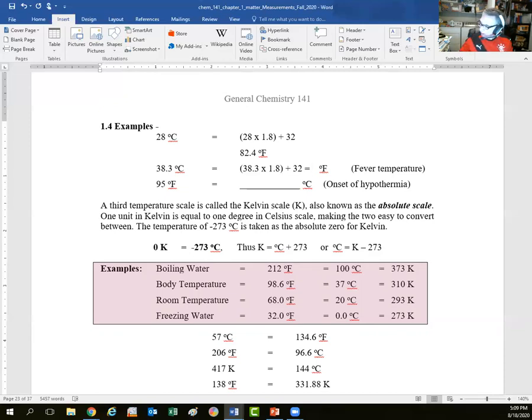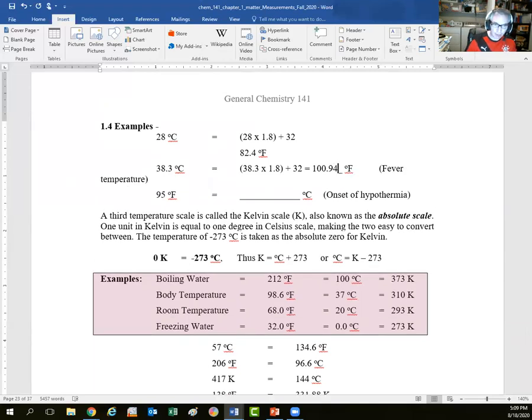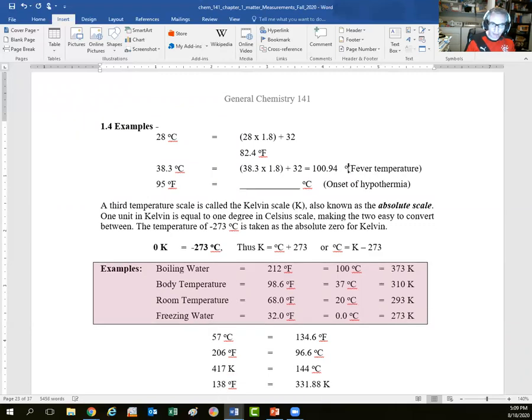So it comes to 100.94 degrees. That's the official cut for a fever. So even if your temperature is as high as 100, you're probably not feeling all that well. So 100.94 is the official cutoff point for a fever.